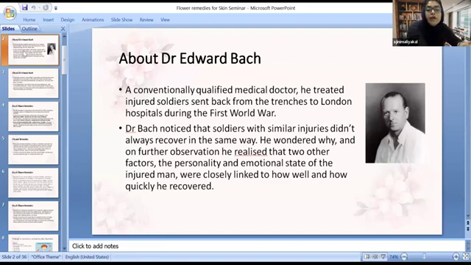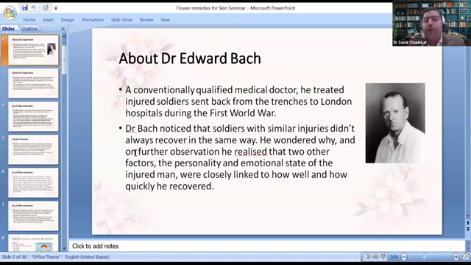Okay. Dr. Edward Bach. So last time we talked that Dr. Edward Bach was a conventionally medical doctor. He was a proper MD. Then he did homeopathy, and he was sent during the First World War. Remember, during the First World War, he noticed that soldiers with similar injury, because everybody's gunshot wound, everybody's leg is cut off, everybody's hand is cut off, when they came, they always recovered in the same way.